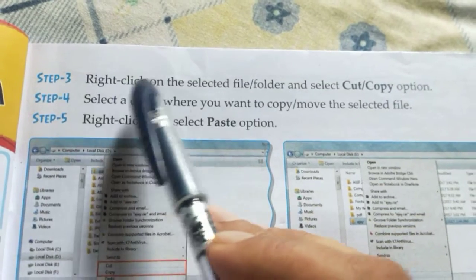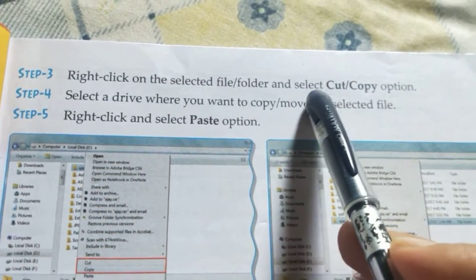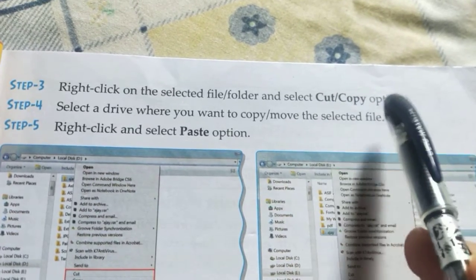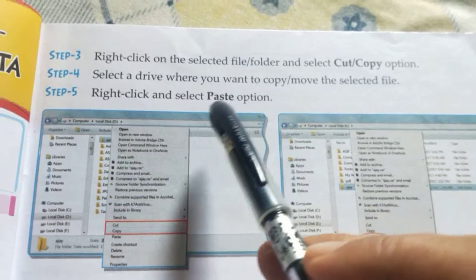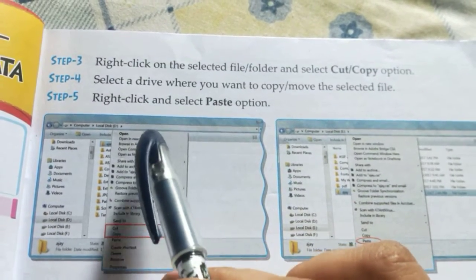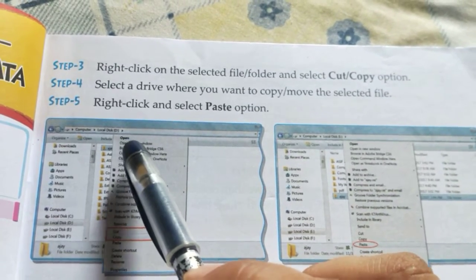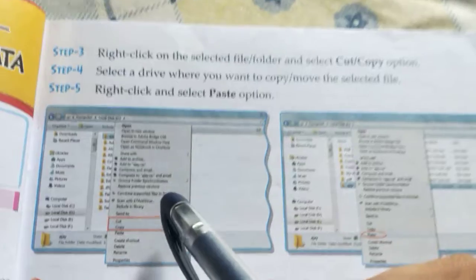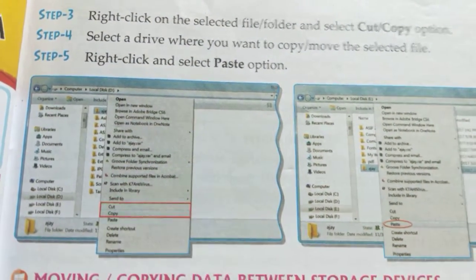Now step 3, right click on the selected file or folder and select cut or copy option. So in step 3, you will give a right click with the mouse on the folder or file, and you will get the option of cut or copy.